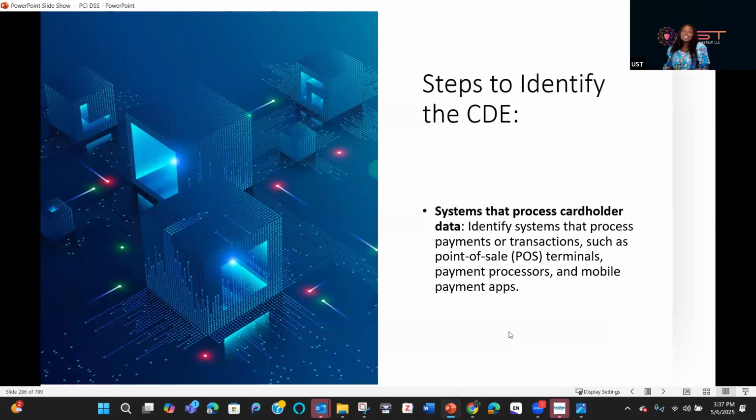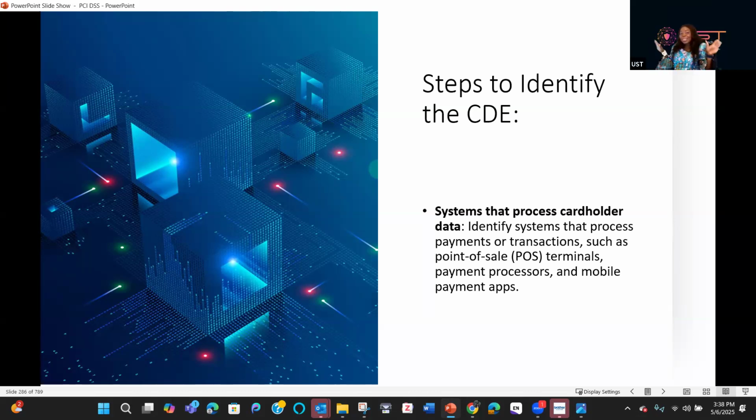The next one, remember, first we'll talk about the device within, then we'll talk about devices over the internet. But remember, in the last videos we spoke so much about POS. What happened to the POS system? Identify systems that process payments or transactions, such as point of sale terminals, payment processors, and mobile payment apps. Remember, I'll be telling people I do a lot of Apple Pay and all those things. That's exactly what we're saying. So do you now see, now we are defining the cardholder data environment.